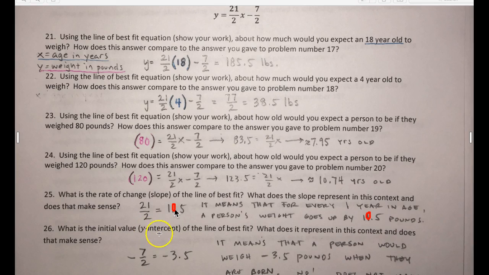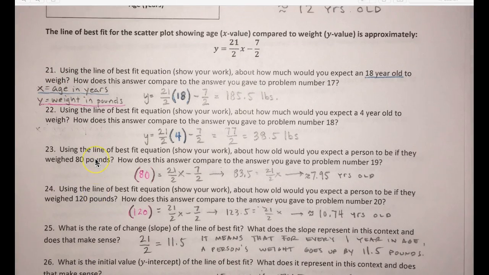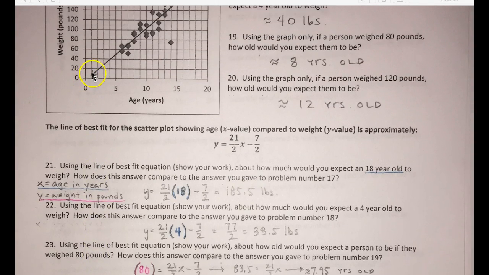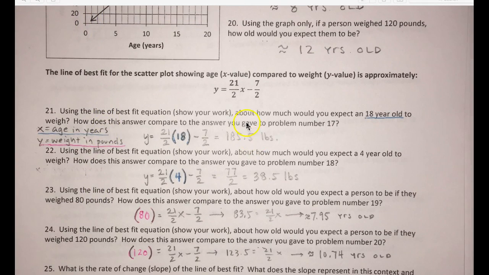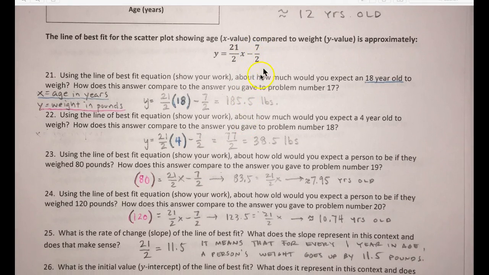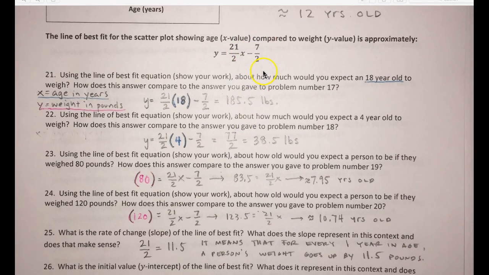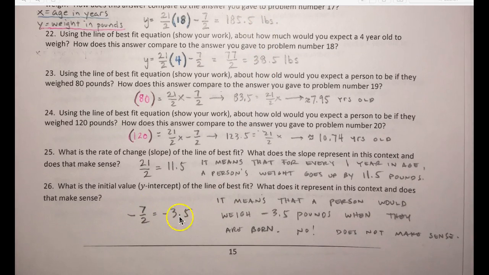What's the initial value of the line of best fit? Remember, the y-intercept is where we begin most of the time. And in this case, that's true. The y-intercept is where we would be when we're 0 years old. So if we're 0 years old, that's when we're born, right? So 0 years old, how much would we weigh? Well, according to this line of best fit, we would weigh negative 7 over 2 pounds, because that's our y-intercept. That's the same as negative 3.5. So it means that a person would weigh negative 3.5 pounds when they're born. No, of course that doesn't make sense. You can't weigh negative pounds.